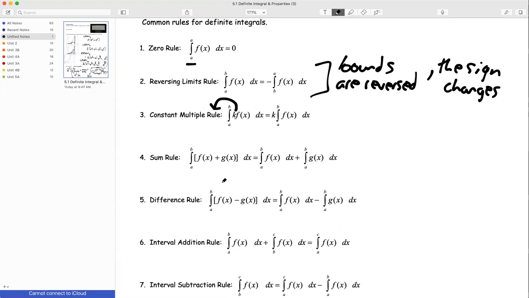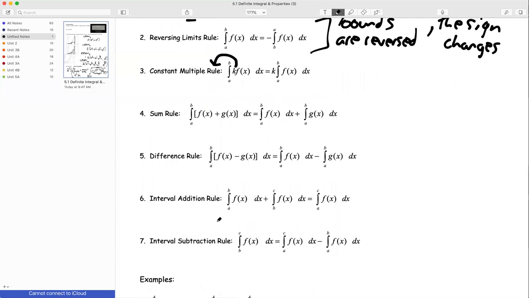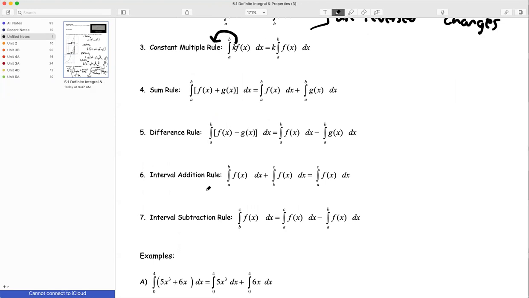And very similar to the sum rule, except we are subtracting, is the difference rule. It also works for a subtraction. So the integral from a to b of f of x minus g of x, I can split those up, keeping the same bounds, and subtract. And finally, here we have the interval addition rule and the interval subtraction rule. So the interval addition rule: if I integrate a single function from a to b, and then I integrate that function from b to c, I can combine those two things together to get my single bounds from a to c. And likewise, it also works for subtracting, okay?